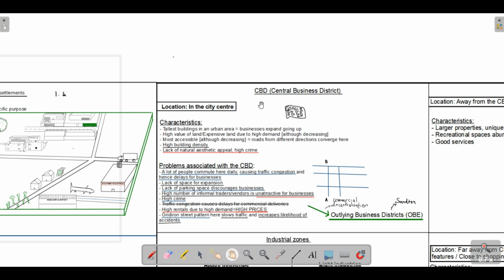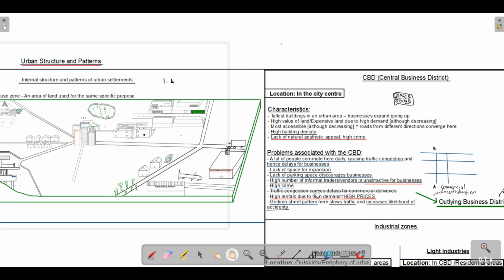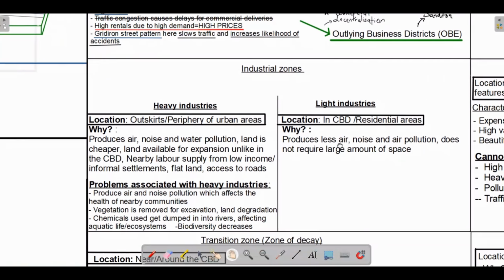So that is the central business district in the city center, where there are tallest buildings, where the land value is high, where there's a lot of activity occurring there, such that it's creating a lot of problems, such that now businesses are moving away from it because of those problems. Let's move on to the next one, and that is the industrial zones.